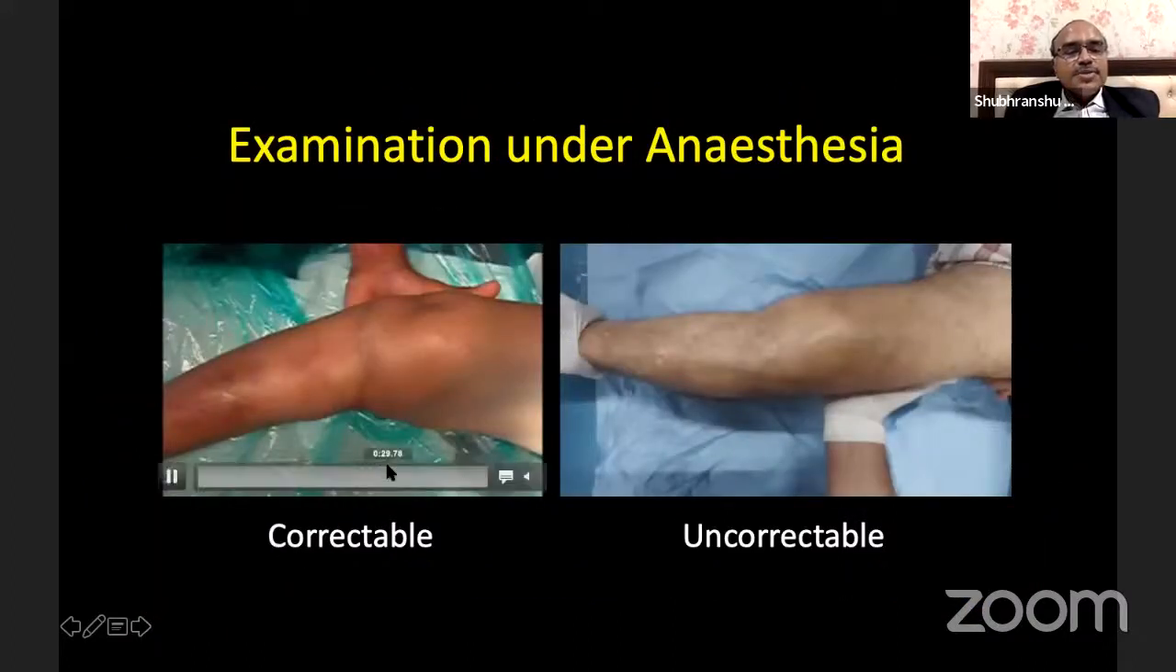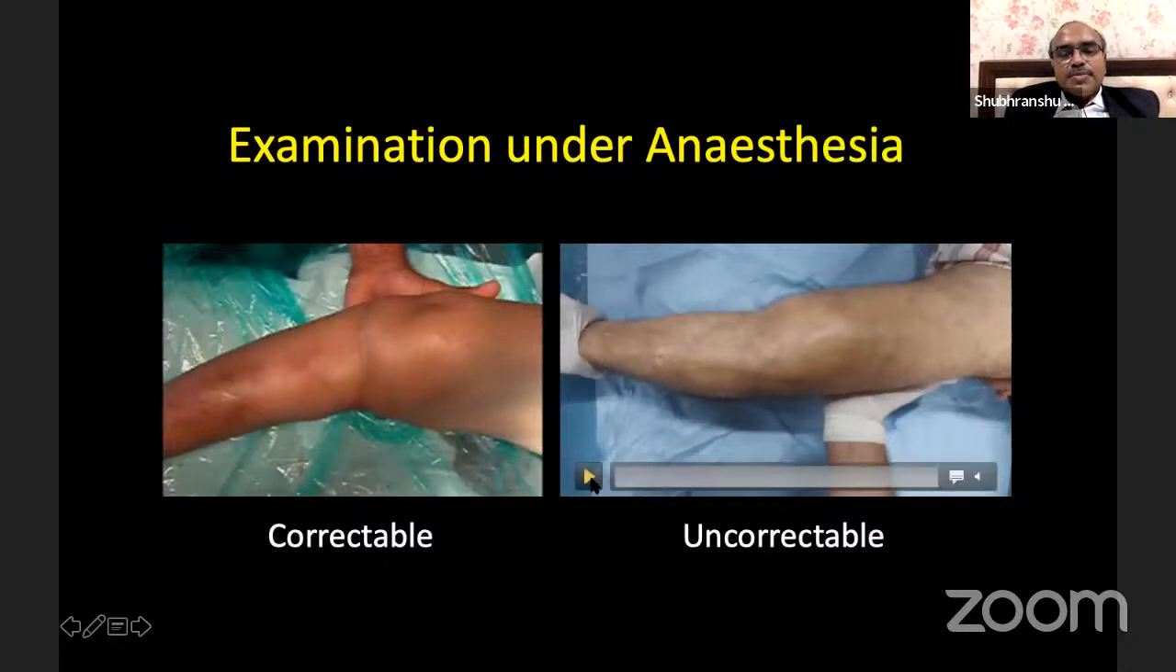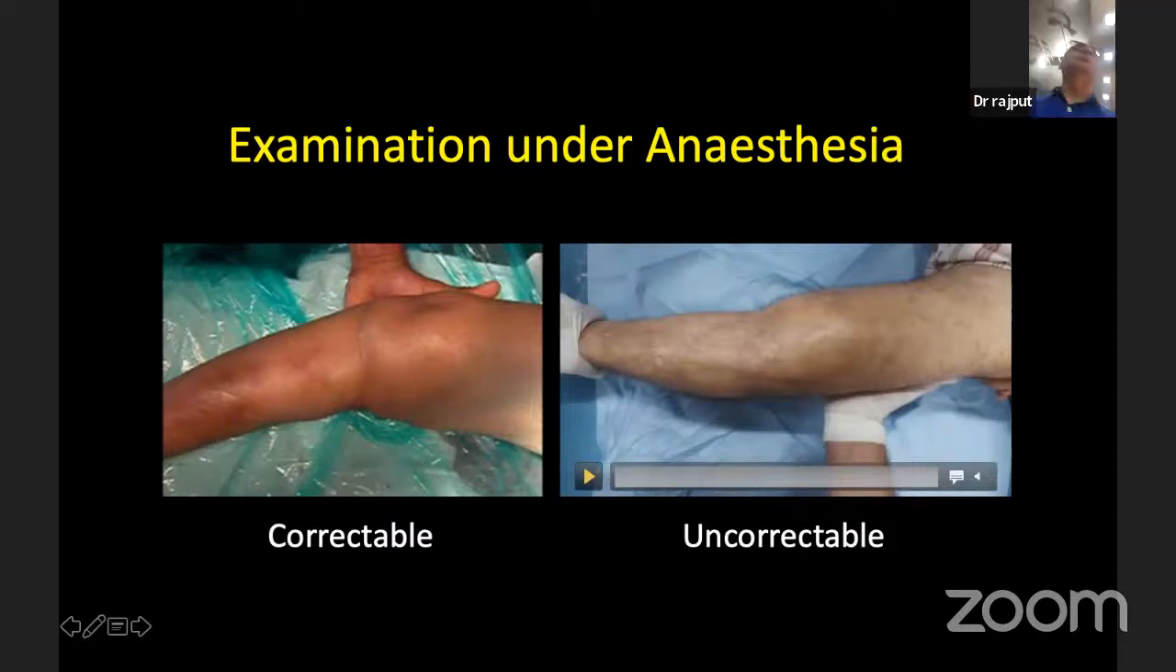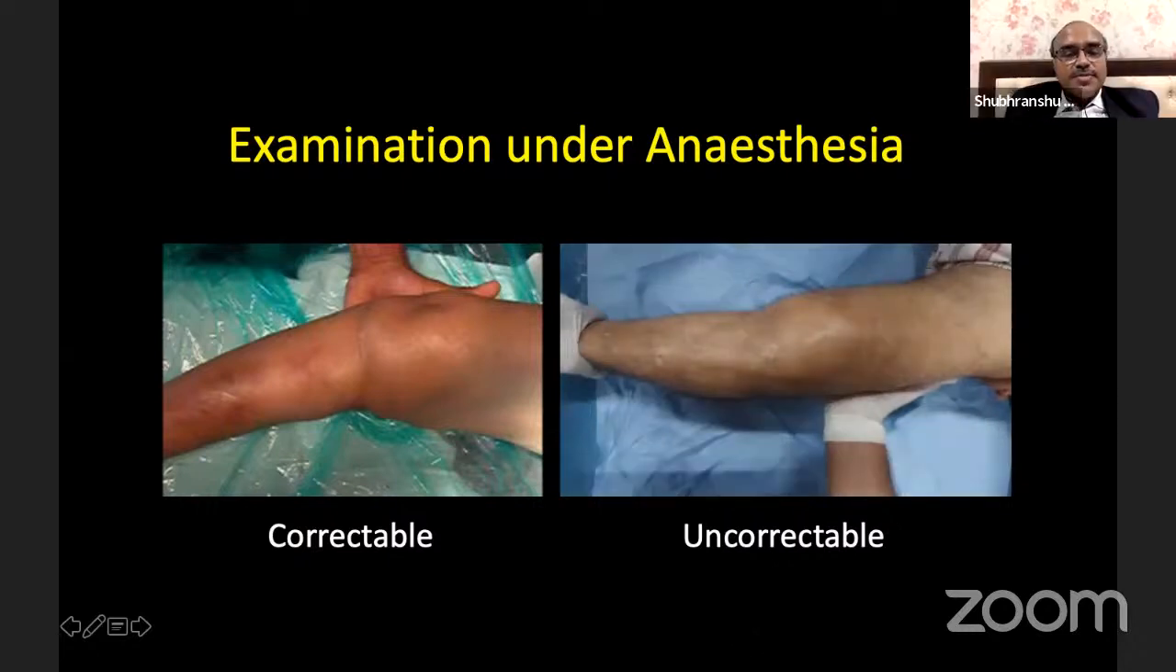So you have to see whether the varus is correctable or not correctable. In this kind of situation, this knee is correctable, and in this kind of situation, the varus is not correctable. Whenever it is correctable, you can do less release and fewer bone cuts. When it is uncorrectable, then you have to take the standard amount of bone cut that is required.